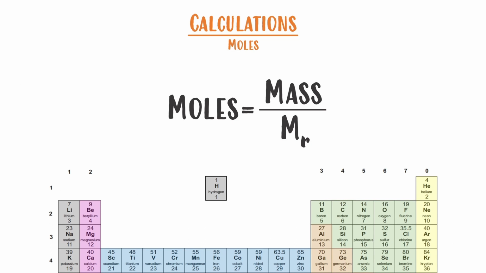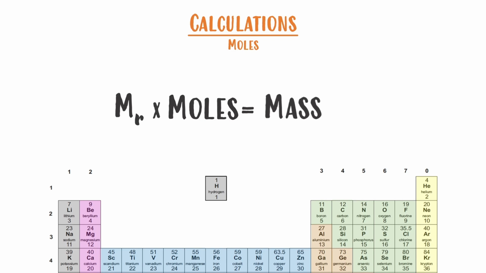Right, now we've had a look at working out moles. In the test, you may also be asked to work out the mass, using both moles and MR. To do that, we need to rearrange our original formula. So we want to make mass the subject. To do that, we need to move MR to the left-hand side of the equals. We're currently dividing by MR, so to do this, we do the inverse. So I multiply each side by MR. And now that we've made mass the subject, we have mass equals MR times moles.